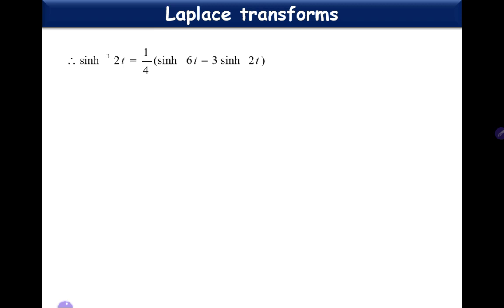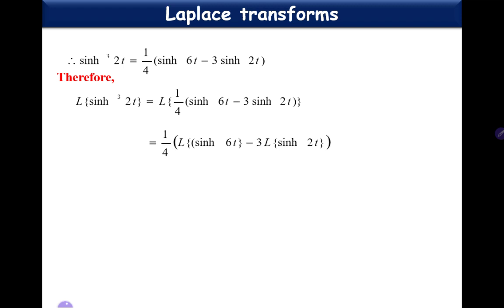Now take Laplace transform on both sides. Therefore L of sinh cube 2t is L of 1 by 4 times (sinh 6t minus 3 sinh 2t). If we use the linear property of Laplace transform, this can be written as 1 by 4 times (L of sinh 6t minus 3 times L of sinh 2t).